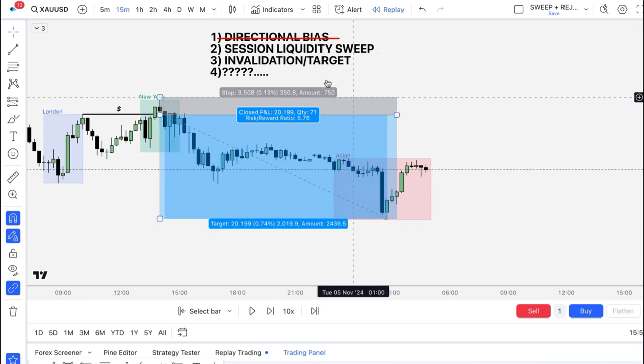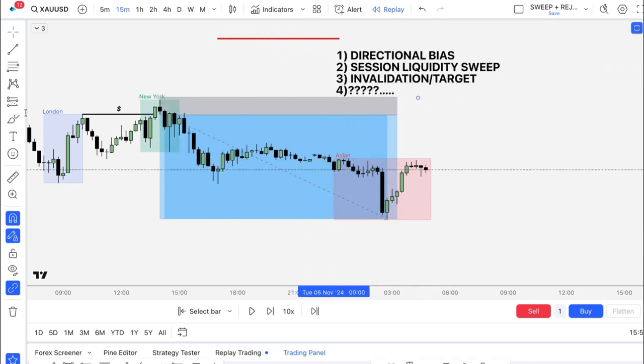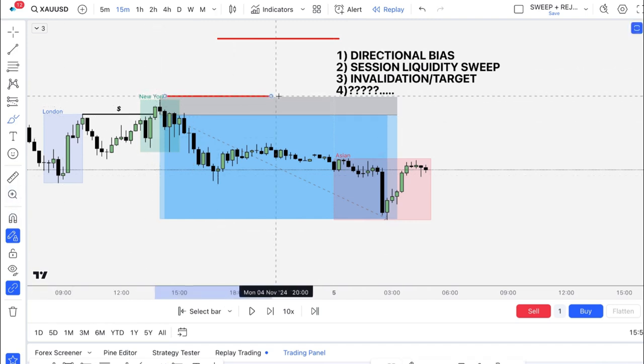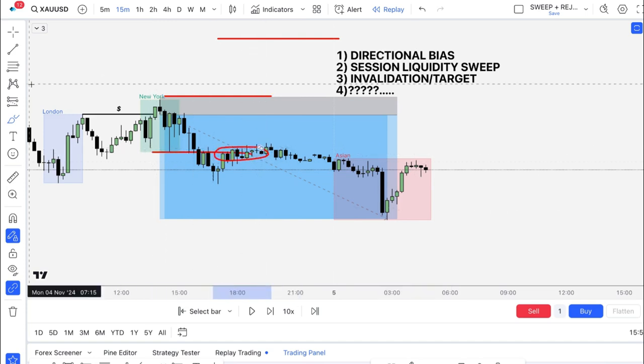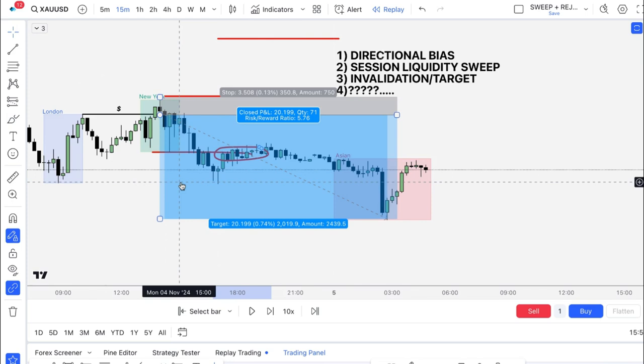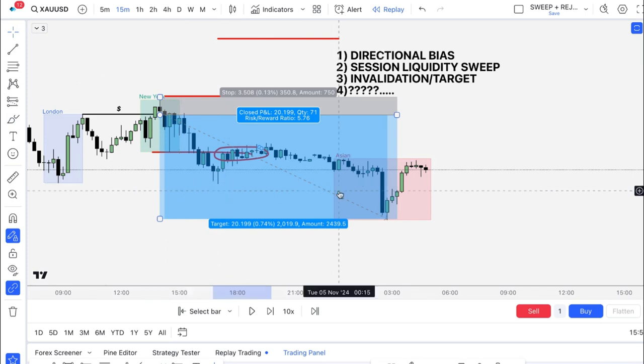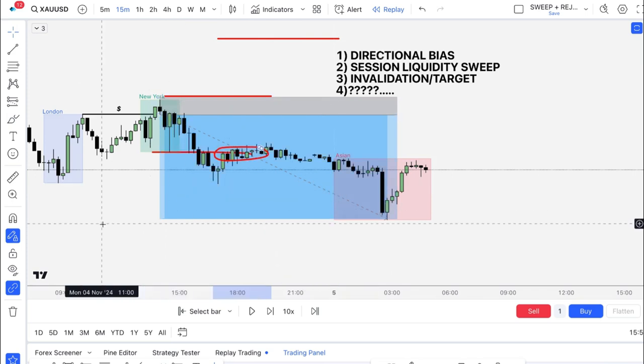Okay, so this is the exact step-by-step process that you need to follow. You can see right here we had invalidation above the liquidity sweep, and then the target was just a 1 to 2 originally, but you can allow a runner to run, and ultimately this trade did run a 1 to 5.7 for a final take profit area right there.